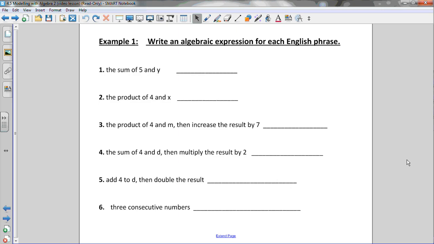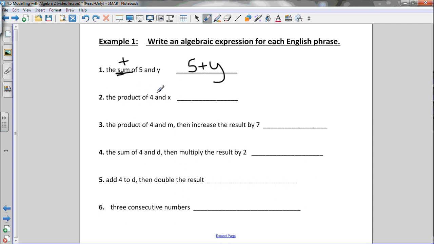So we'll start off with some algebraic expressions. I have the expression the sum of 5 and y. I know the word sum means addition. So the sum of 5 and y means 5 plus y. Here's the algebraic expression that represents this phrase.